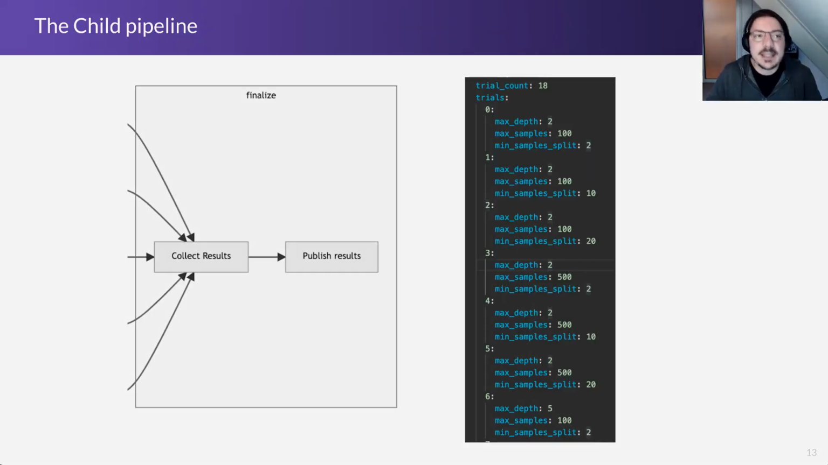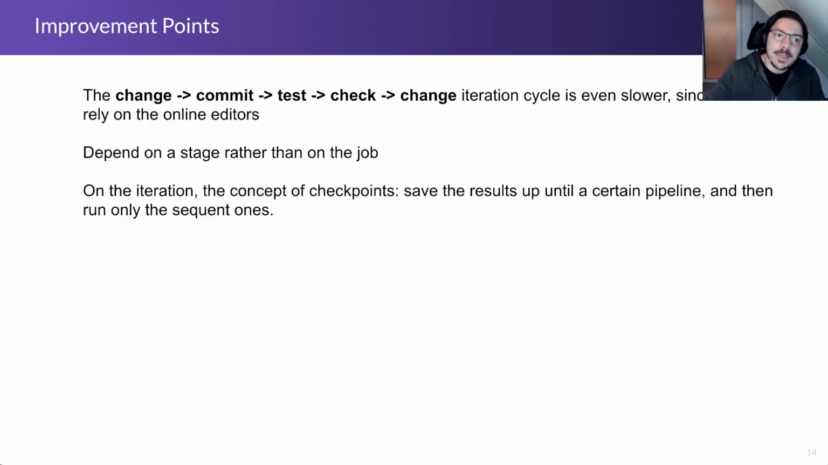So now looking at this, some improvement points appeared. The iteration is even slower than before because before we could at least use the online editors, like the pipeline editor and things like that. But on this one, the GitLab CI file is just the parent one. The child pipeline is a separate file. So you can't really use the pipeline editor. So what I did is I created a child pipeline first with some hand-typed trials. And when I was happy with that, then I transformed that into a template. But the iteration time becomes a lot slower.